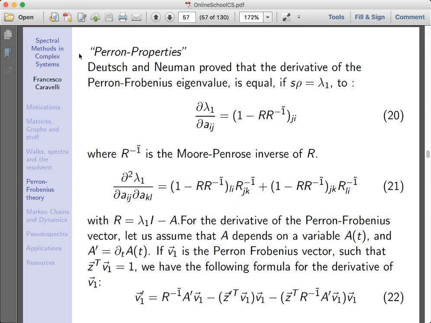But let's go directly to some properties of the Perron root. If you take the derivative of the Perron root with respect to a certain matrix element Aij, and it's something legit to do, then there are results by Deutsch and Neumann, which are actually used in economics. You can relate these derivatives to a certain matrix element of R, where R is the resolvent of the matrix A. You can find these results in the book. I strongly advise that you look at them in detail there.